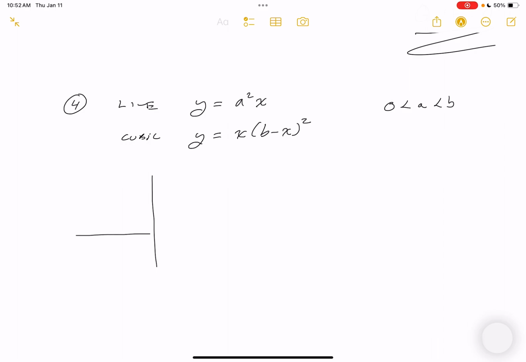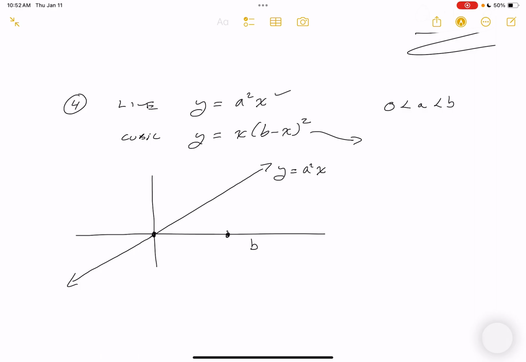So I could probably graph this thing out. I'm just reading it at this point. And the line's pretty simple, by the way. It goes through the origin, and that goes on forever. So that would be y equals a squared x. And I want to do the other graph too, over here. This one has an x-intercept at 0, and another x-intercept at b. So b is a positive number. I'm just going to put b over here somewhere.